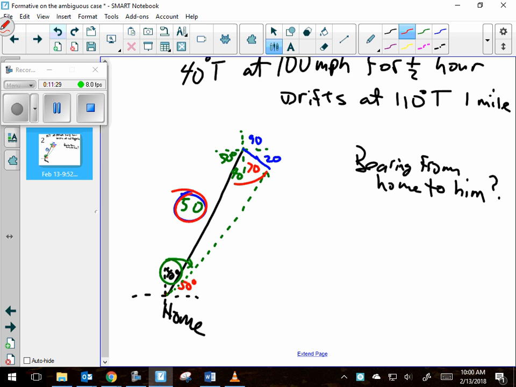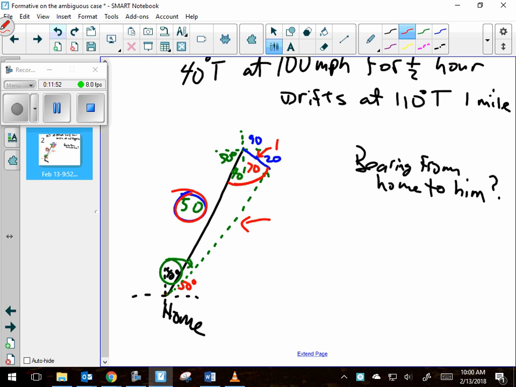I got a 50, I got 110, and I got this side, which is 1. And I have an angle, side, angle, side. That works really well for law of cosines. Can't do law of sines because I don't have a side and the angle across from it. Now, that'll help me find this side length.